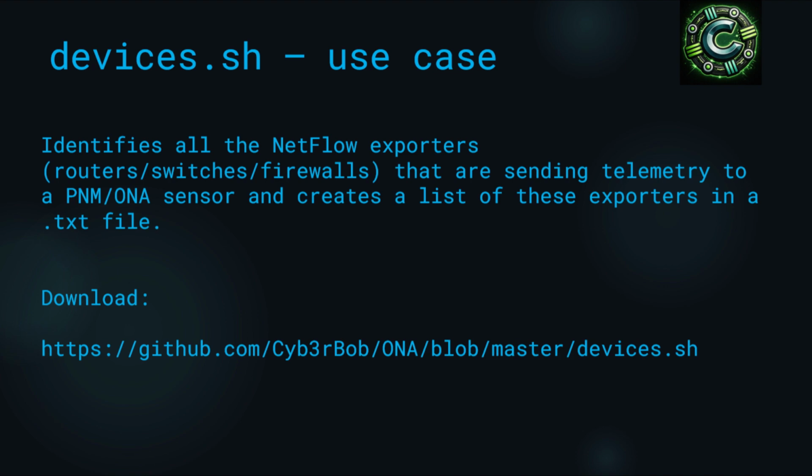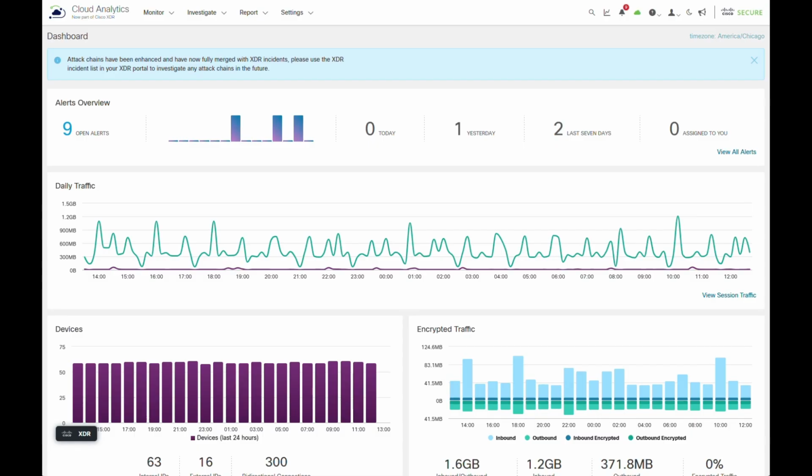a text file. But because we're going to use TCP dump, we're going to have to use the sudo command with it so that the script actually has the rights to be able to see the stuff coming up on the interface that we need. So this is the one that you're actually going to have to use sudo for to make it work. So in this last use case, the devices.sh script, we're going to figure out who's actually sending NetFlow telemetry to us, what routers, switches and firewalls, because there's not really an easy way on the sensor itself to tell.